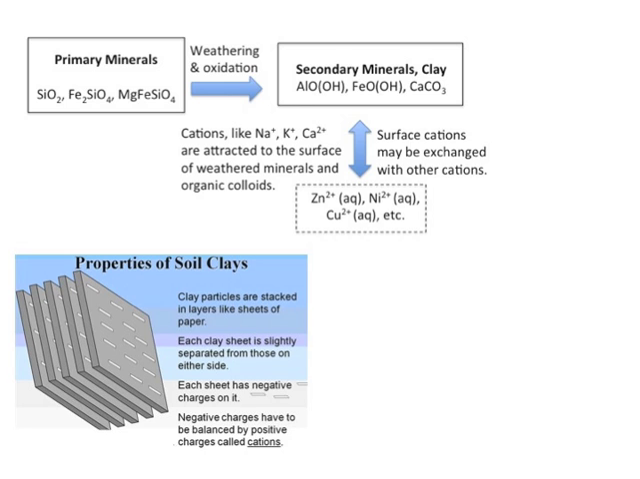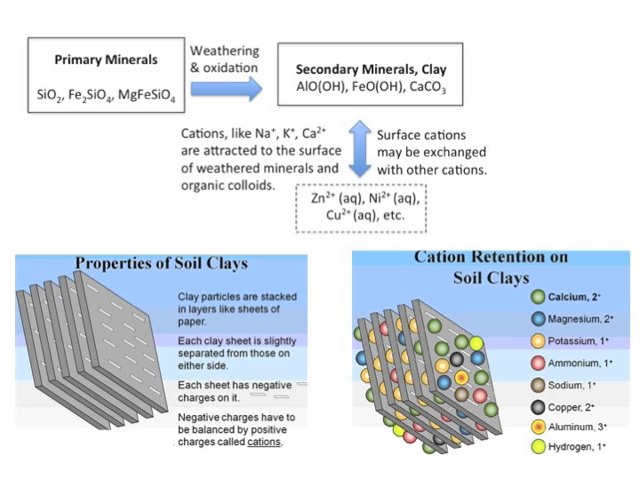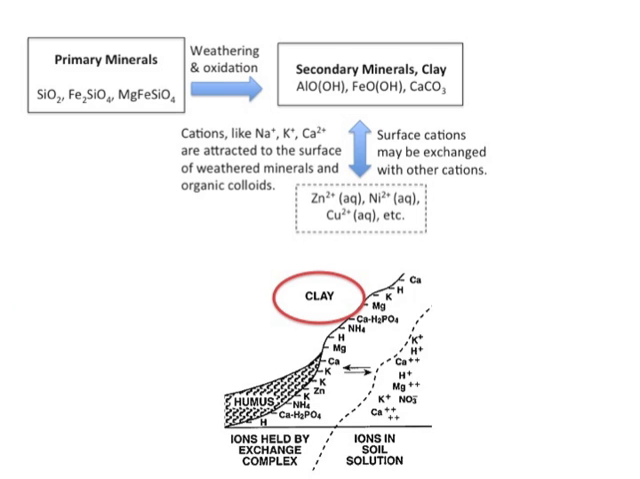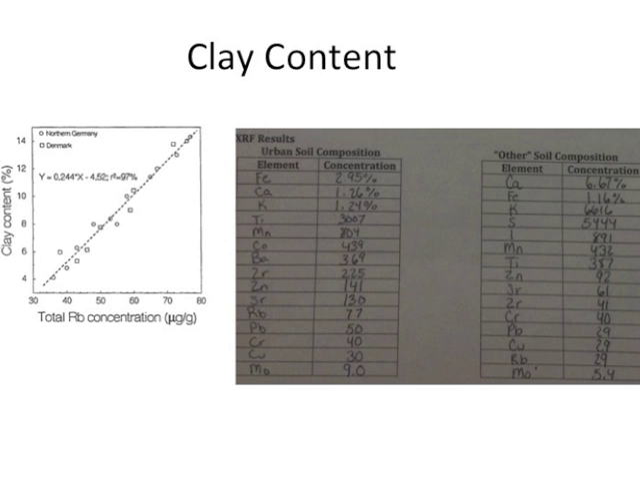Clay particles are stacked in layers, like sheets of paper. The surface of these clay sheets is negatively charged. This means that cations can be retained on the surface of clay particles. One often finds that clay particles are effective at retaining different cations. The clay content in the soil is often related to the rubidium concentration.